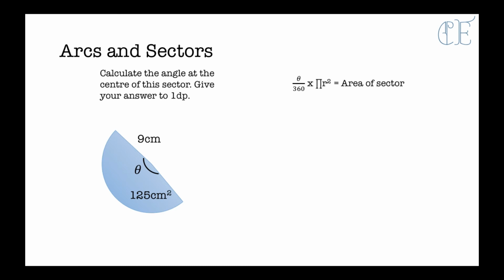Okay, so for this one we're going to use the area of the sector formula. It doesn't really matter which one you use, as long as you manage to work out this. So what we're going to do is put our information in. Now we don't know theta, but we do know that r is 9, so we can put 9 in there, as it says here. And we know that the area of our sector is 125.